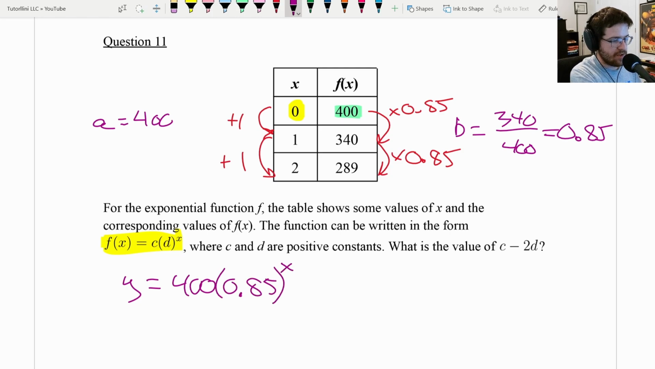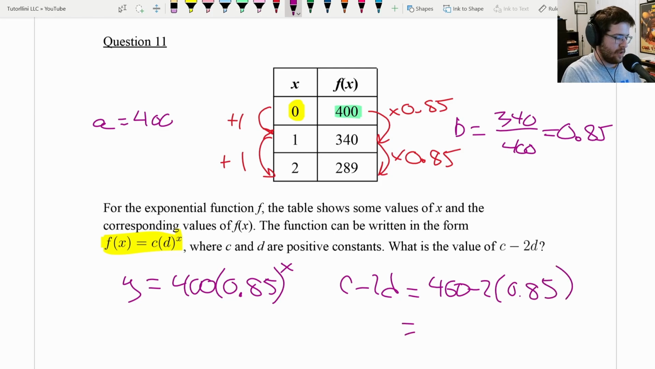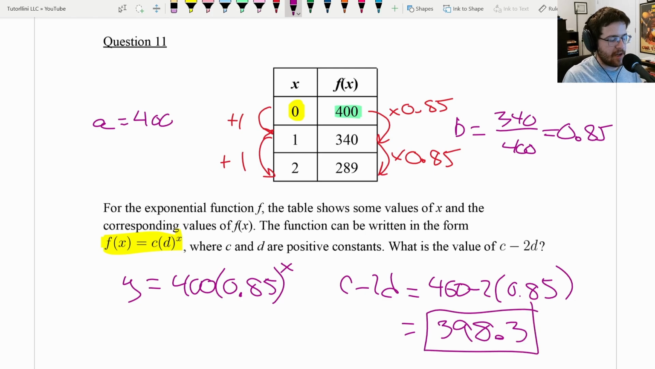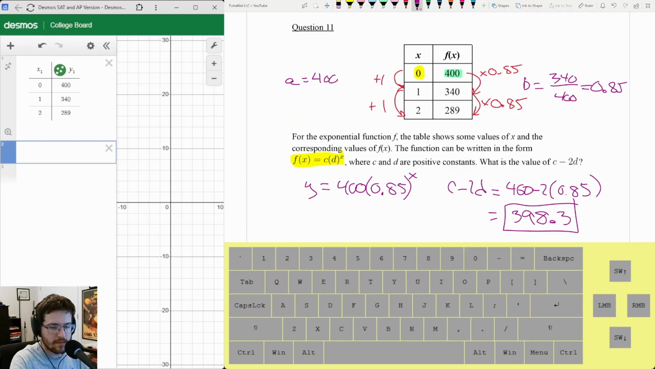And we're going to do c minus 2d. So that is 400 minus 2 times 0.85. I'll just do that on a calculator, and I am getting 398.3. That is the answer. Why don't we go do this on Desmos as well?